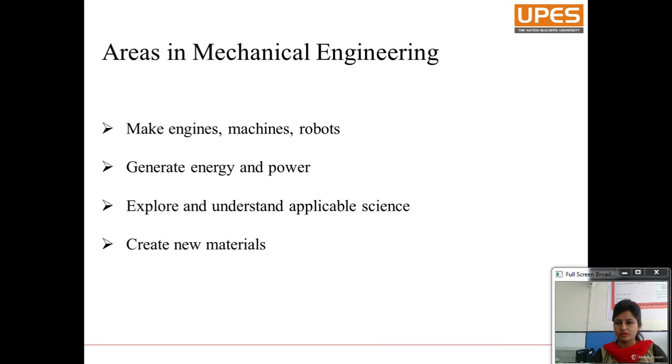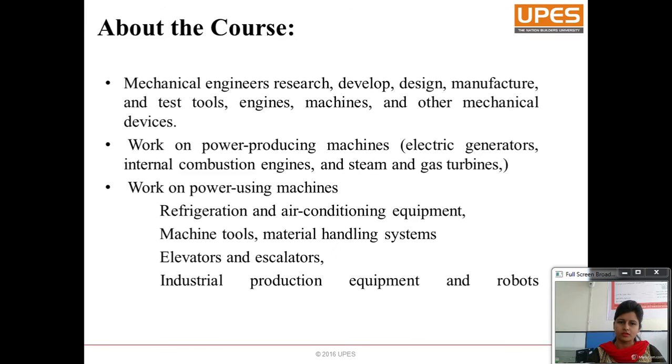Here is the reason. If you're interested in making engines, if you're interested in machines, if you're interested in robots, you can opt for this branch. If you want to generate energy and power and you're interested in the sector, you can opt for mechanical engineering. If you want to explore and understand applicable science, that means till 12th standard we have studied only basic science, so if we want to explore that science, we can go for mechanical engineering. And nowadays there is a boom in the sector of materials. Different materials with high strength and high toughness are now emerging. So if you want to create new materials, you can opt for this branch.